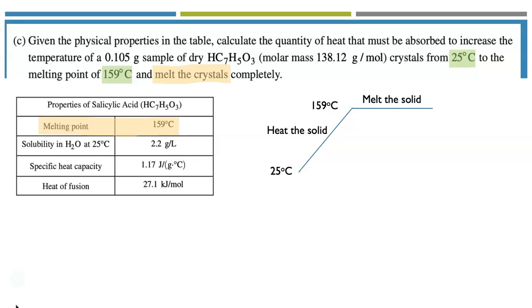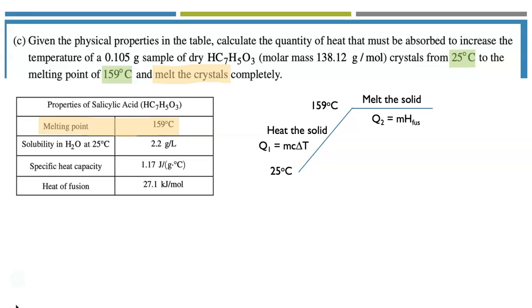I like to do these kinds of problems by drawing a little temperature versus time graph to help me keep track of all the parts of it. So there's a calculation for heating the solid, right? Which I'm going to call Q1. And because the temperature is changing, I'm going to use mcΔT for that calculation. And then I have a phase change. I'm going to call the calculation for the energy to melt the solid Q2.